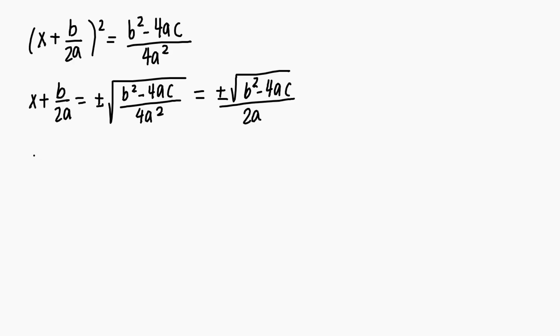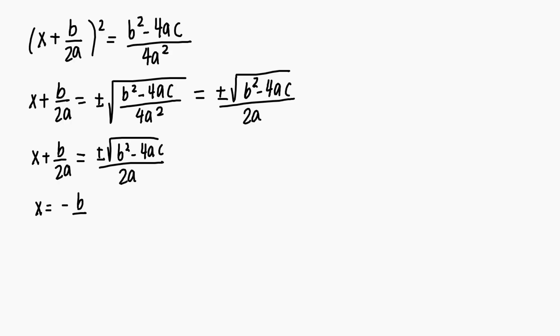So let's rewrite this, giving us x plus b over 2a is equal to plus or minus the square root of b squared minus 4ac over 2a. Let's move this to the right, so we're left with x. This gives us x equals negative b over 2a plus or minus the square root of b squared minus 4ac over 2a. Because the denominators are the same, we can put them together.